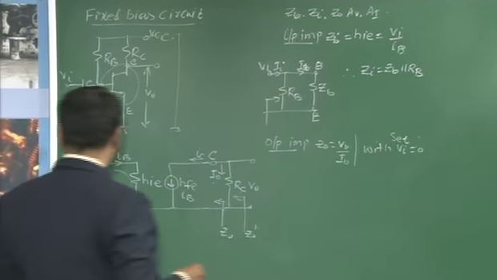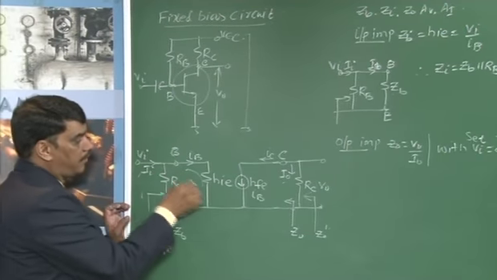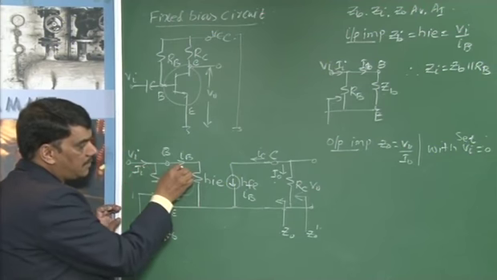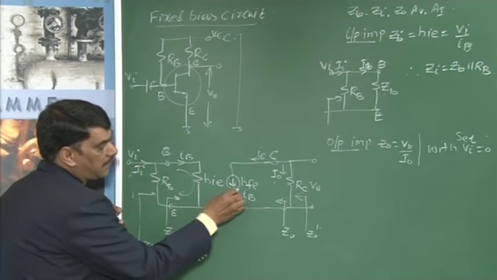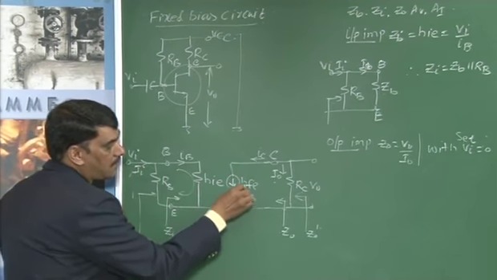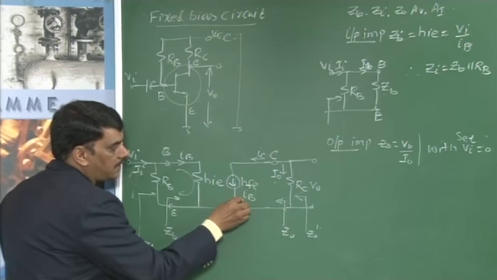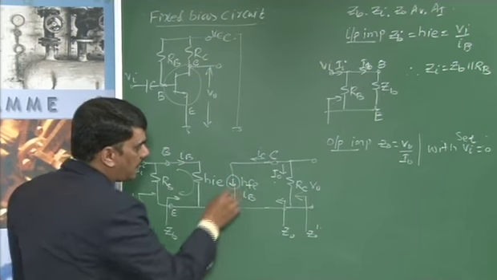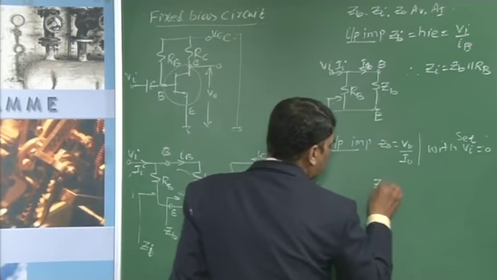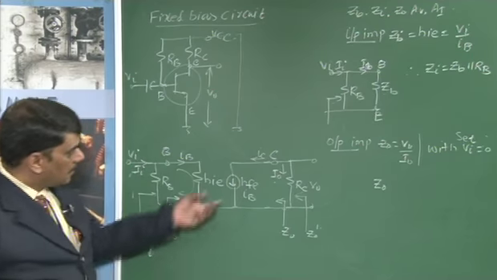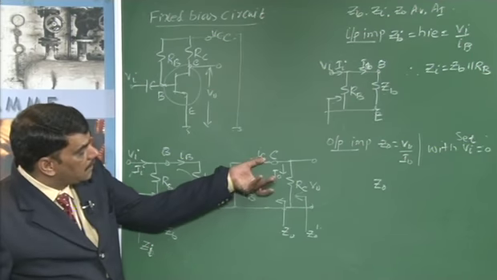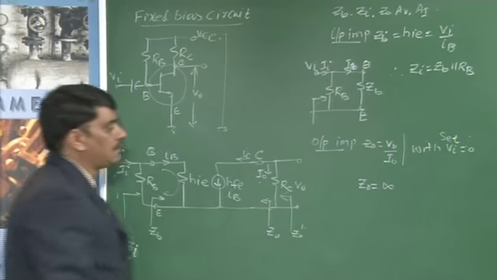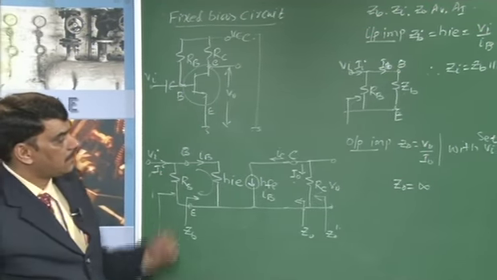When Vi is set equal to 0, there is no current flowing through this circuit. Vi is 0, II is 0, IB is also 0. The constant current source hfe times IB becomes 0. Once the current flowing through this junction is 0, it acts as an open circuit. When it is open circuit, you get an infinite impedance. In approximate analysis, Z0 is equal to infinity.